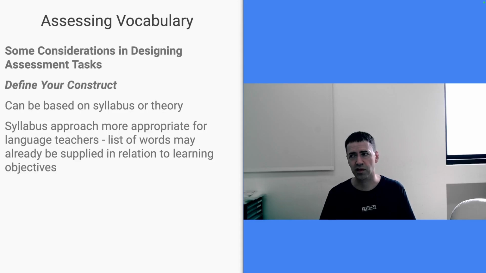Now, when you're doing this, there are two broad choices. You can base your testing on the syllabus, or you can base it on theory of vocabulary acquisition. As a language teacher, it's easier and more appropriate to base it on the syllabus because the objectives are already there, and all you have to do is have a list of words that connect with the learning objectives for the course. And so it is construct valid in that I'm trying to teach them how to do something in English. These are the words that match that, and then it's okay.